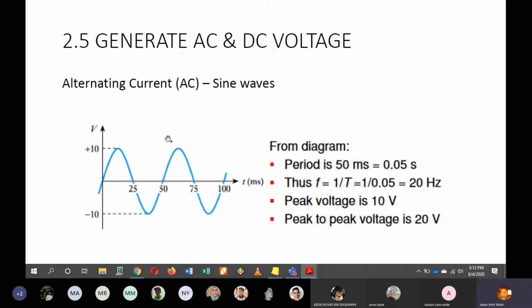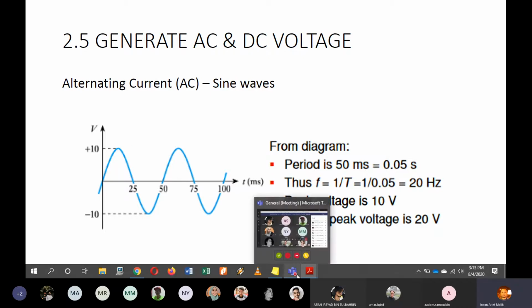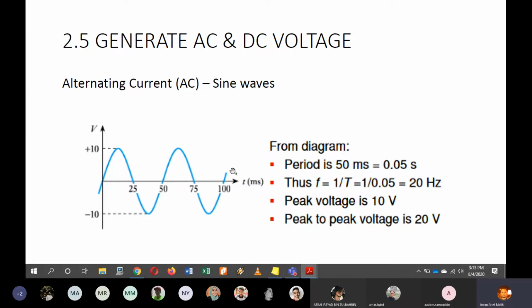So it means that for this waveform, the frequency is 20 Hertz with the peak voltage of 10 volt and the peak-to-peak voltage is 20 volt. Okay, how about VRMS? Any idea? Who has any idea what is the value of VRMS here? Guys? Yes, sir. Does anyone know what the VRMS value is? For this waveform, for this sine wave.